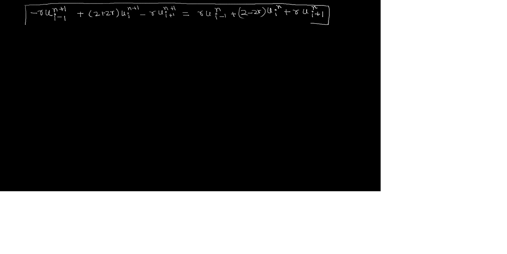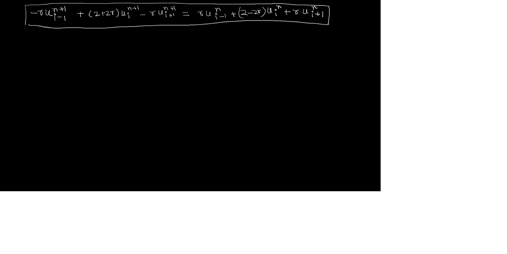So first let's write the Crank-Nicolson scheme. The Crank-Nicolson scheme is: minus R U_{i-1}^{n+1} plus (2 plus 2R) U_i^{n+1} minus R U_{i+1}^{n+1}, equals R U_{i-1}^n plus (2 minus 2R) U_i^n plus R U_{i+1}^n. This was the finite difference scheme for the Crank-Nicolson method.